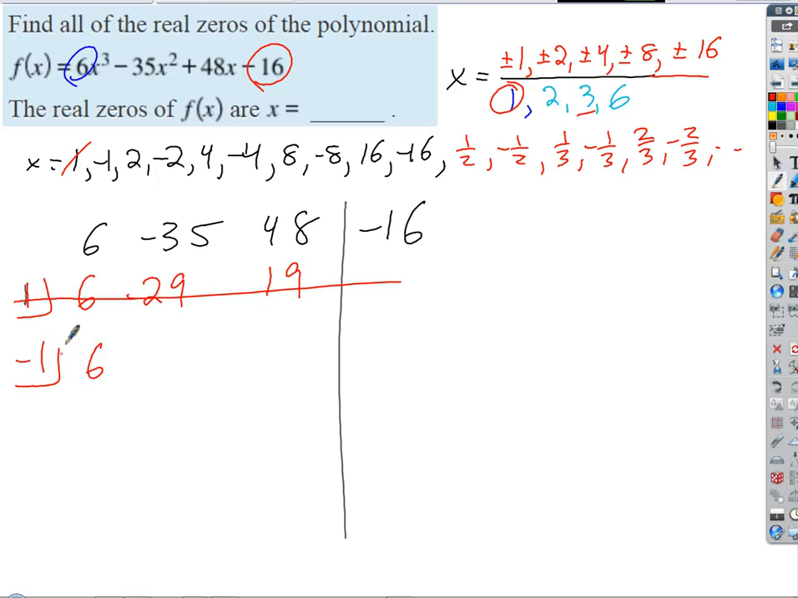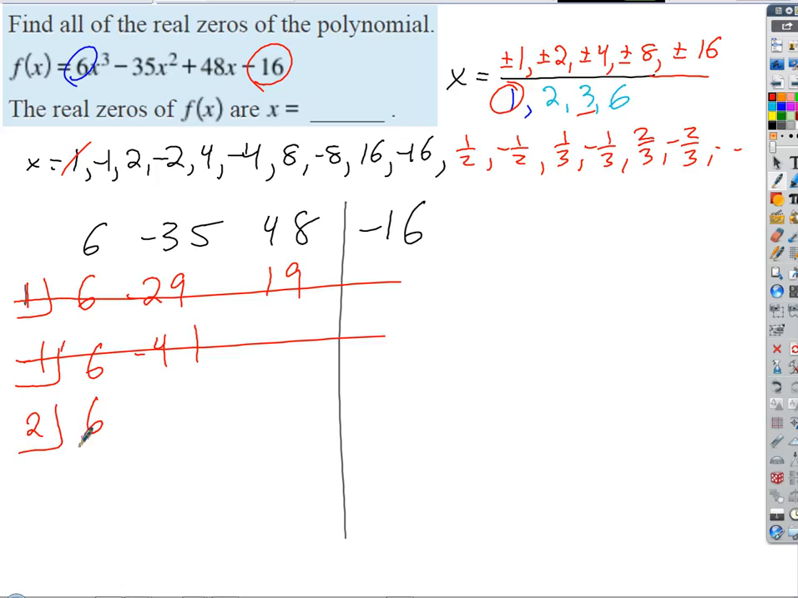Move on to negative 1. So I bring the 6 down. Negative 1 times 6 is what? Negative 6 plus negative 35? Negative 41, right? Is that right? Yeah. So this isn't going to work, is it? Negative 1 times negative 41 is 41, plus 48 is huge, right? See what's going on? Everybody following this? So that's not going to work. We can already stop. It's not going to work. Let's try 2.